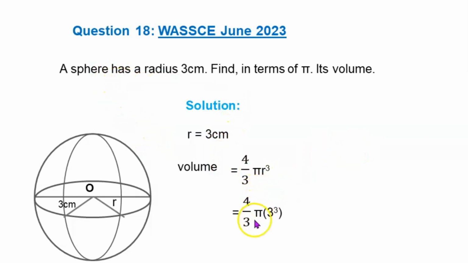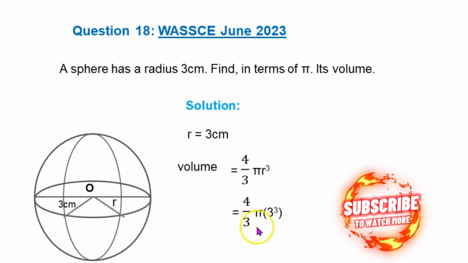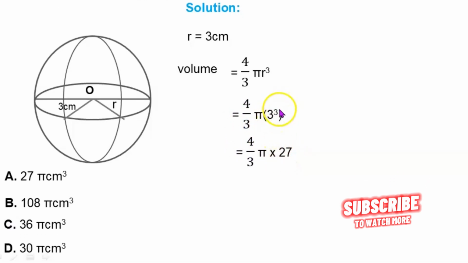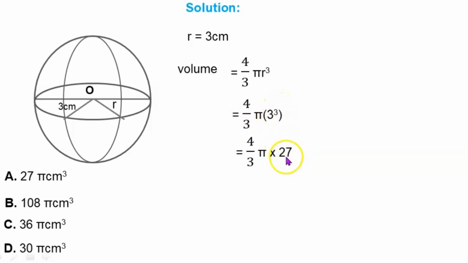And that is equal to, because the radius has been given as 3, we substitute that, so we have 3 cubed. Now 3 cubed is 27. We see that 3 goes into 27 to remain 9. So here is 4 times 9, and that is equal to 36 pi centimeters cubed.